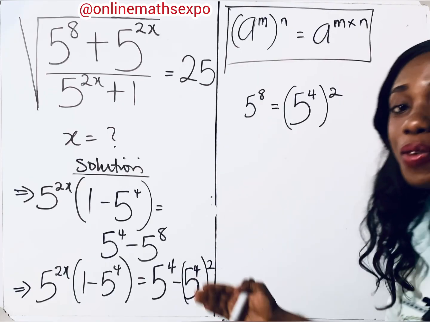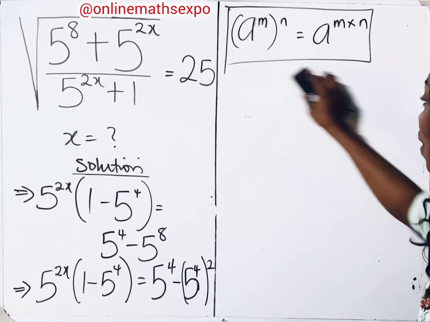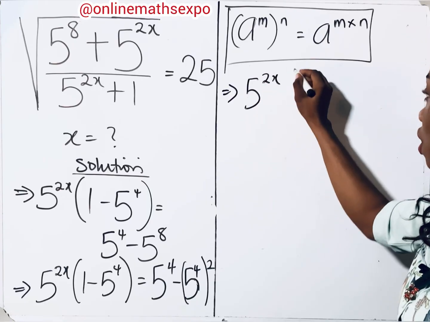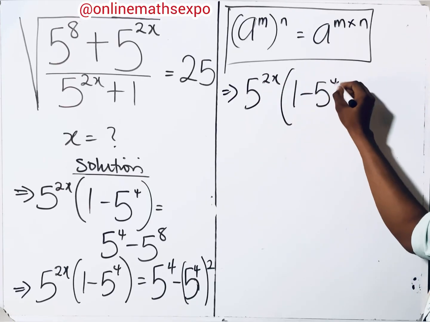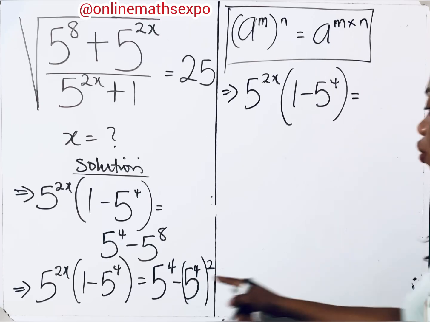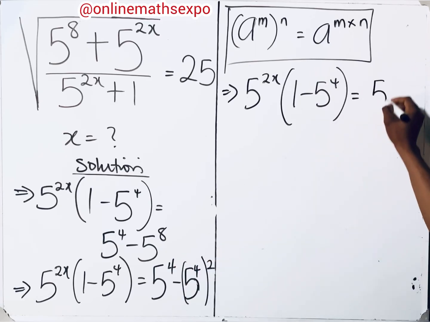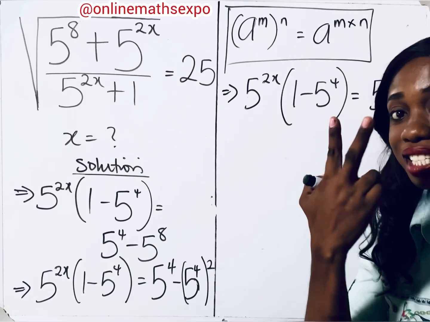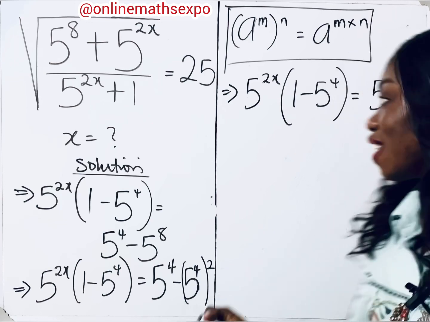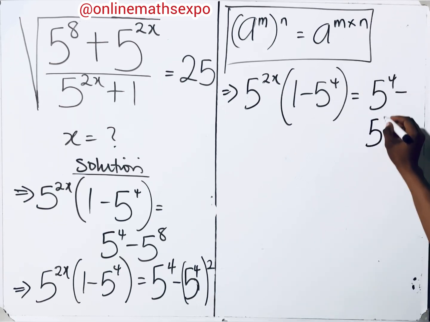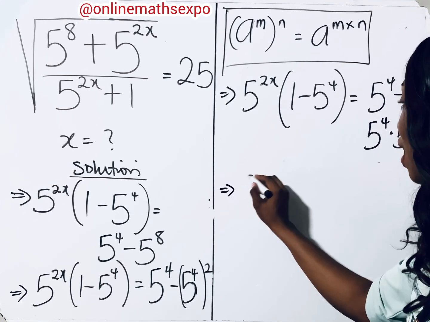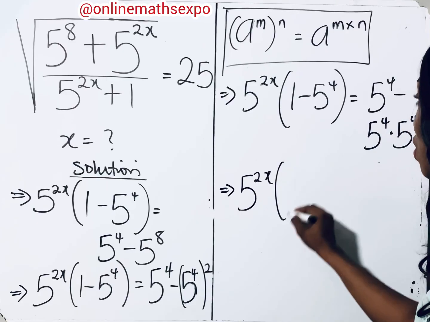Interesting. So what do we still do? I'm going to show you. So this is giving us 5 to the power of 2x into 1 minus 5 to the power of 4 is equal to 5 to the power of 4, minus, when you have something raised to power 2, it means that it is expressed twice. So we have minus 5 to the power of 4 multiplied by 5 to the power of 4. Did you see it?